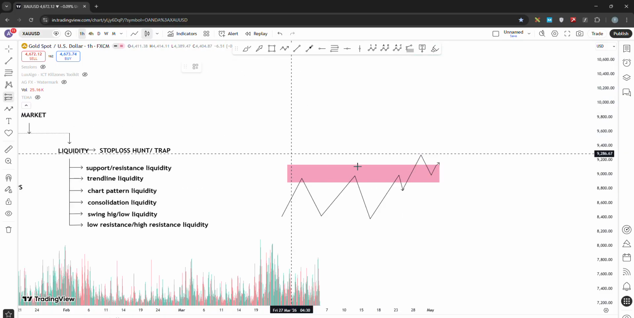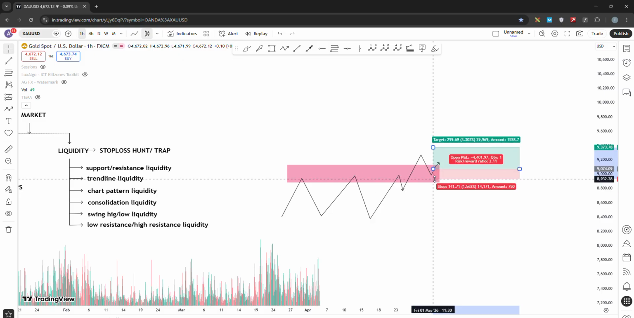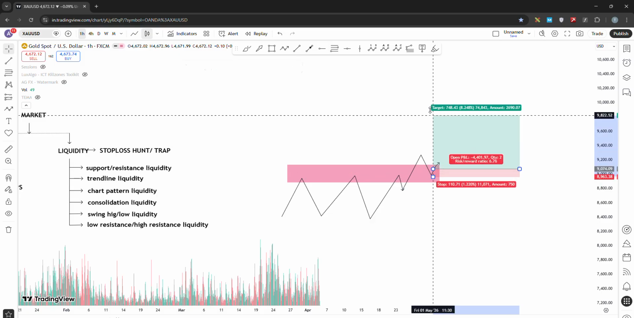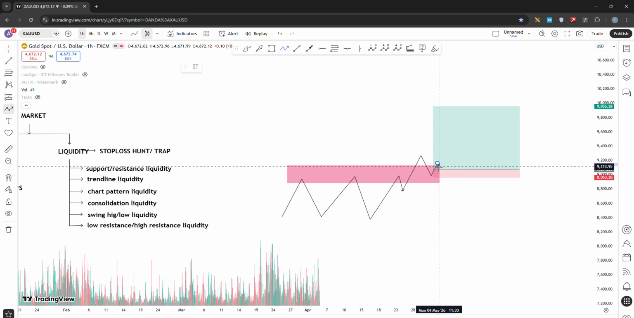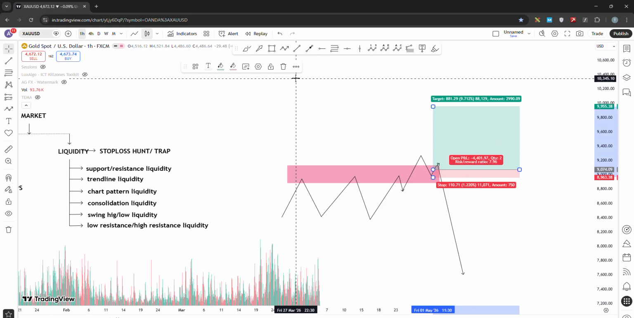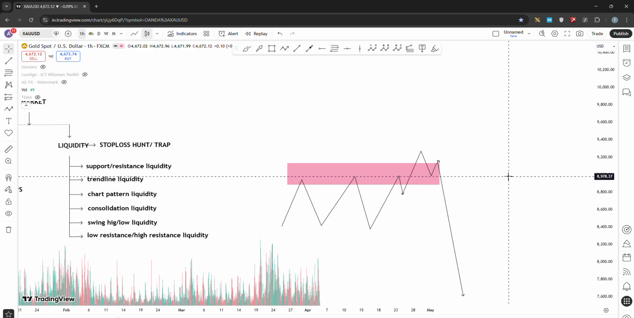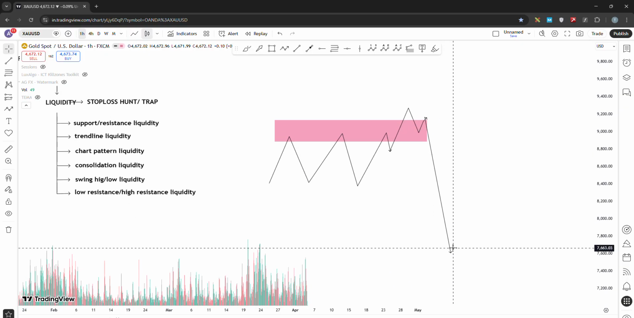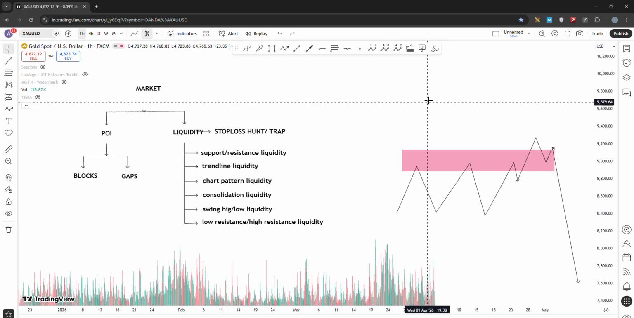And then the passive buyers will be waiting for a retest and a reaction, and they'll be entering like this, stop loss just below the low, and they'll be targeting the high, and they will also be taken out, and then the market will drop in a very strong manner. Why? Because the market has hunted all the stop losses that it needed to, and now it has got a huge amount of fill, so now the market will move in a very strong and quick manner. Okay, so this is what a support resistance liquidity looks like.